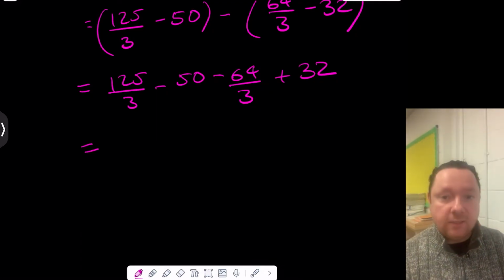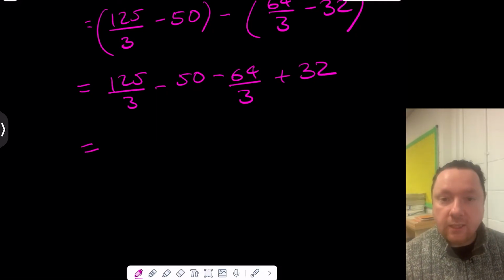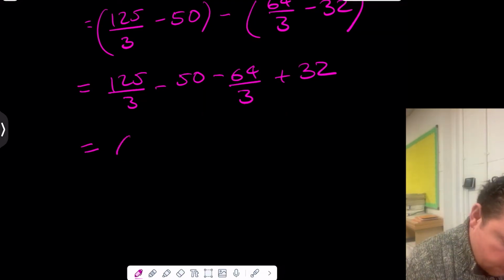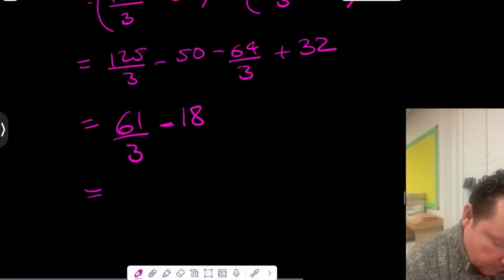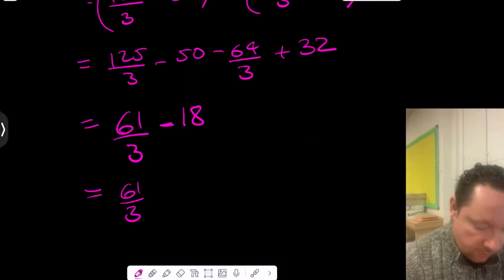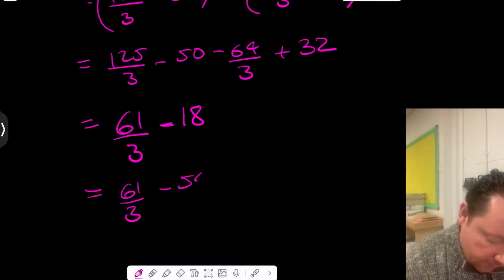125 over 3 minus 64 over 3 is 61 over 3. Minus 50 plus 32 is minus 18. 61 over 3. 3 times 18 is 54. 54 over 3.